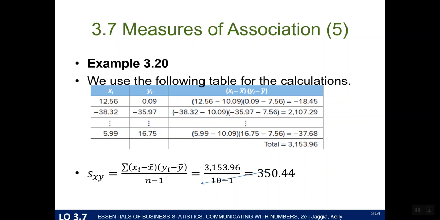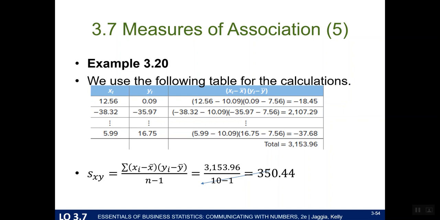Now notice there's 10 observations in both the value fund and in the growth fund. We're not adding them together to say the entire sample is 20, right? The entire sample is 10 because there's 10 observations in each fund. So we get a positive number of 350.44. That tells us that the growth fund and the value fund have a positive linear relationship. If we had gotten a negative number, we would say they have a negative linear relationship. And if it had been 0, then we would have said there's no linear relationship whatsoever.